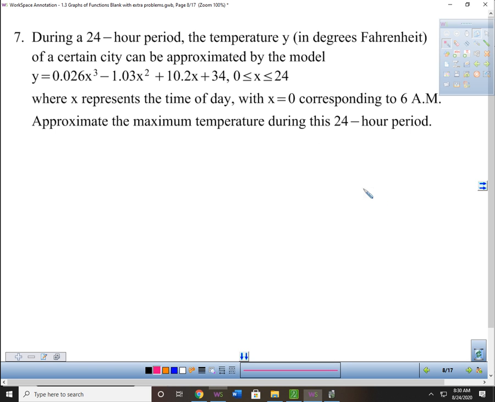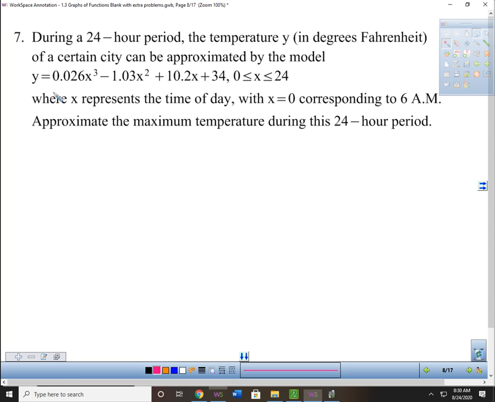All right. During a 24-hour period, the temperature Y in degrees Fahrenheit of a certain city can be approximated by this model. Now, notice that X is between 0 and 24. That's because there's only 24 hours in a day, right? Where X represents the time of day with X equals 0 corresponding to 6 a.m. So if I plug in 0 for the X's, then that's going to give me the temperature at 6 a.m., right? Approximate the maximum temperature during this 24-hour period, okay?